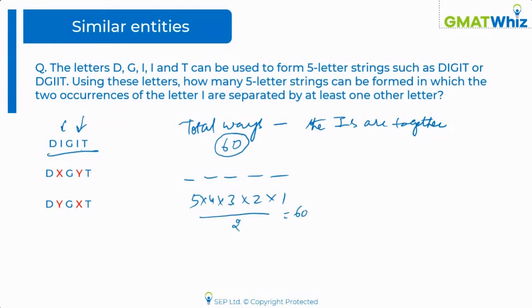Okay, so when two I's are together, I have to take them as a single unit. And then D, G, and T. So I now have 4 entities to arrange, which can be done in 4 factorial ways. And I don't need to arrange the I's amongst themselves because they are the same. So this is nothing but 24. So you can subtract these two and still get to an answer, 36.